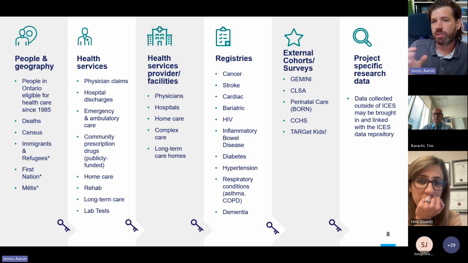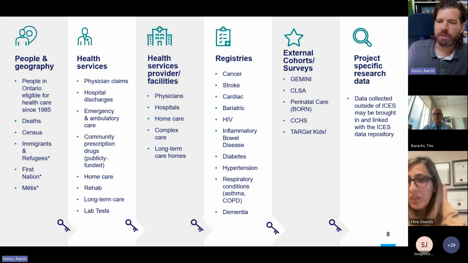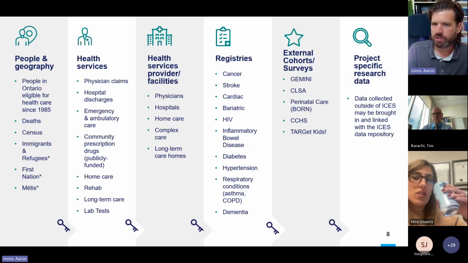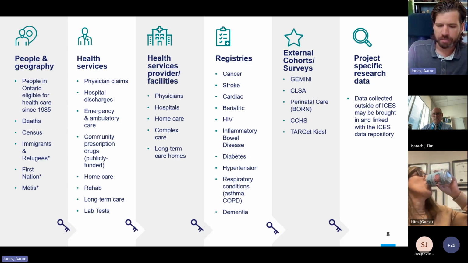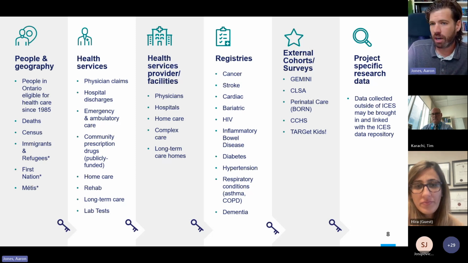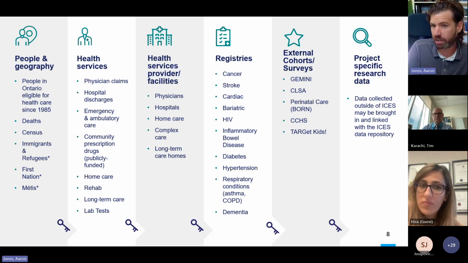But there are additionally external cohorts and surveys that have been brought in, where you may not have data on everyone in Ontario, but there may be a much more detailed level of clinical information available. So Gemini, which some of you may be familiar with, is an EMR extract of a growing number of hospitals from Ontario. They might have data, for example, on in-hospital medication use that we can't otherwise get access to. Gemini has just this year been brought in and linked to ICS. So that's now available. Again, not on a population level, but on quite a large sample at this point.